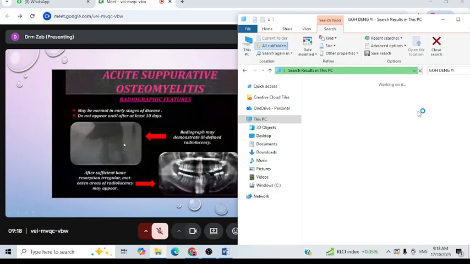Okay, right? So basically, in acute suppurative osteomyelitis, the radiographic features, as I mentioned, you don't see during the first 4 days. You will start seeing after the 4th to 14th day. Right? So here you can see an early stage of sequestrum formation.